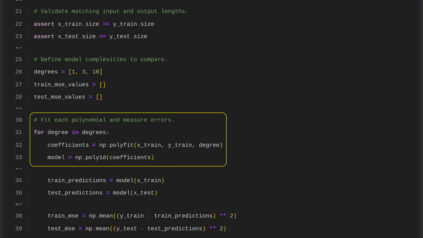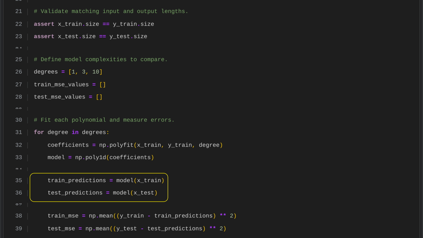For each chosen polynomial degree, we fit a model to the training data by finding the best polynomial coefficients. We then turn those coefficients into a polynomial object, making it easy to evaluate the model on new inputs. This prepares the model for prediction and performance assessment.